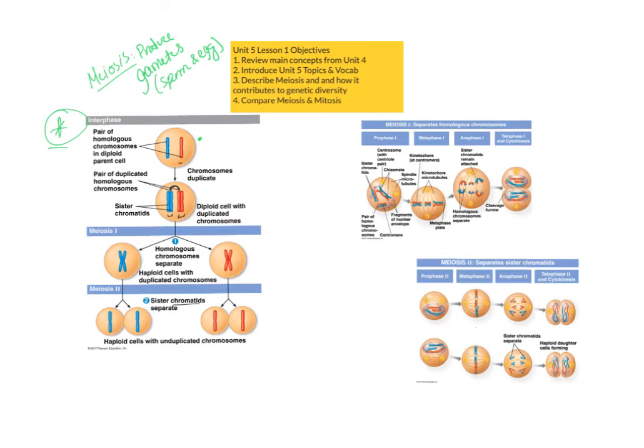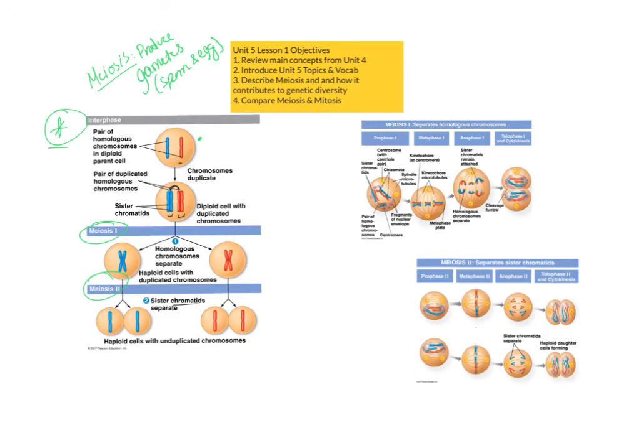And what we have happening in the interphase is that the chromosomes are duplicated during the S phase. And so here we have our sister chromatids, or in other words, the identical copies of each part of this homologous pair. And there are two halves to meiosis. There's meiosis 1 and meiosis 2.